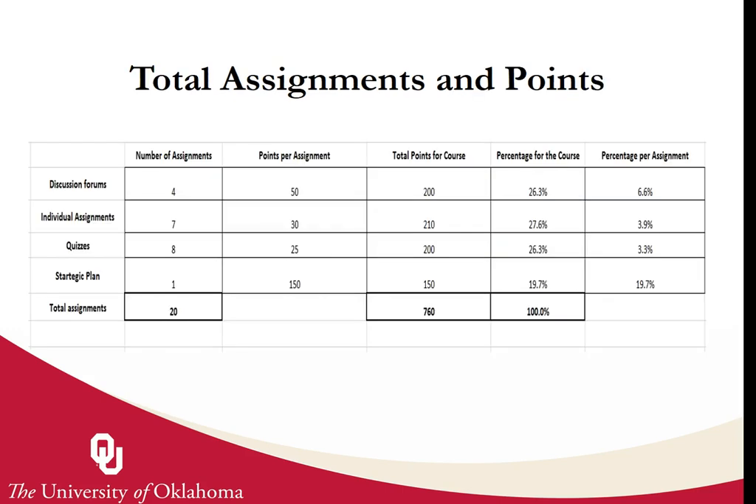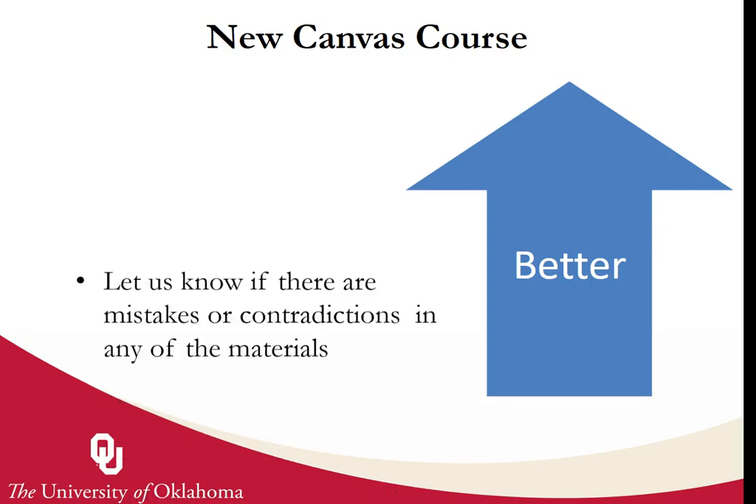So looking at total assignments and points, you can see here on the chart, it breaks down pretty much 1/4 to each category for a total of 20 assignments over the 8 weeks, broken into the discussion forums, individual assignments, quizzes, and the final strategic plan. There is no final exam. The strategic plan will be doing that instead.